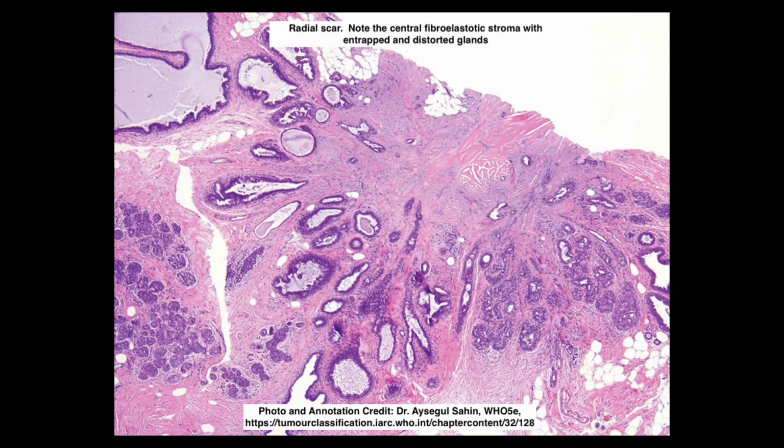Here's another radial scar from a lower power view of another specimen. We can see this kind of sclerotic center with a fibroelastotic background and, towards the periphery, some dilated glands. And then we can see some columnar cell change here with some secretions. And we can see the angulations of the glands.